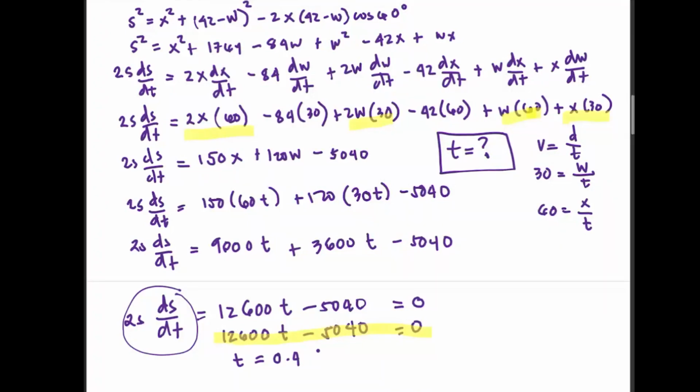0.4. 0.4 hours. Okay, that is our answer. The two cars will be nearest to each other at 0.4 hours. Kasi nga sabay sila nag-leave. Yes, at noon. So at 0.4 hours, or if the choices are in minutes, you just have to convert that one. This is the answer to the problem.